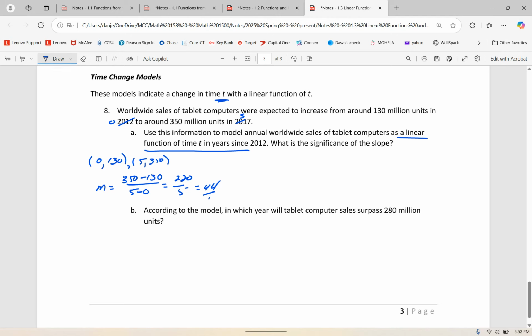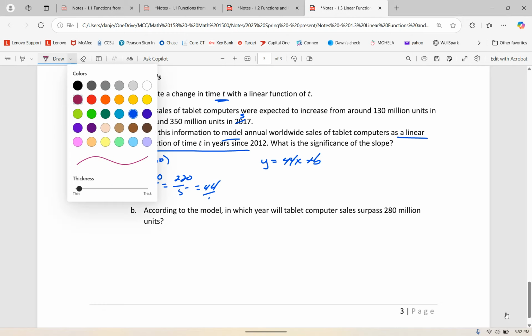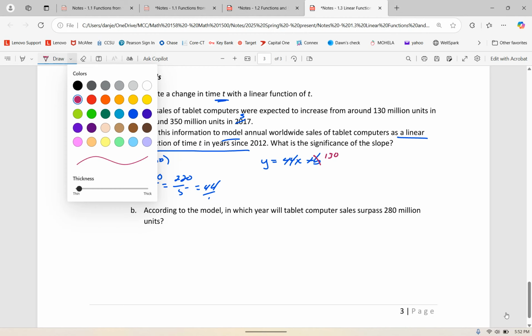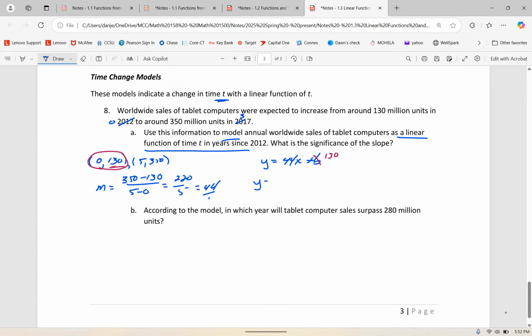Okay. But now we want to find the model, the equation, the linear function, not just the slope. So y equals 44x plus b. Take one of the points. I would just suggest that you think here, take this. This is my y-intercept. This is my initial value. So that's just going to be 130 is that b. So y is equal to 44x plus 130, or f of x is 44x plus 130.